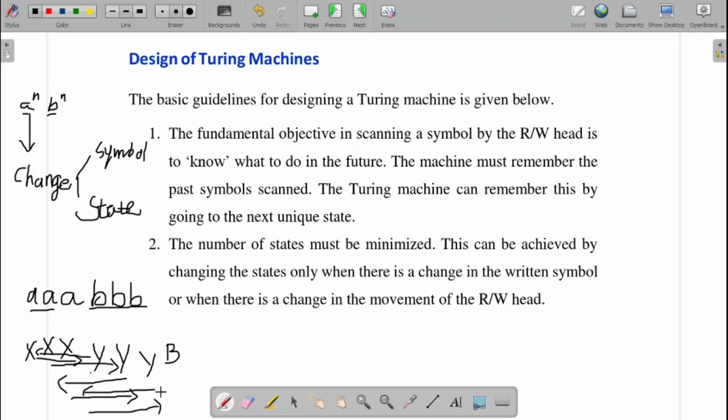One, we change the symbol, marking as if we have seen that symbol. The second, we change the state, so that in the next state it means we have seen the symbol for that case. So these are the two options to know. This is what the design of the Turing machine will be.